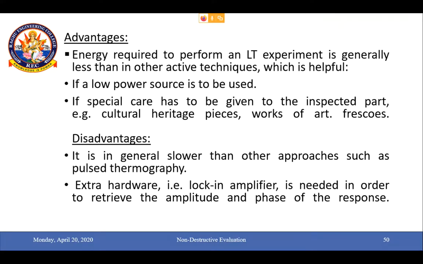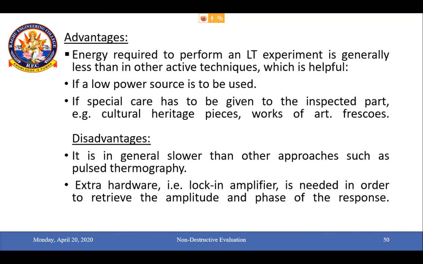Advantages first: the energy required to perform a lock-in experiment is generally less than in other active techniques, which is helpful if a lower power source is to be used, or if special care has to be given to the inspected part. Example: cultural heritage pieces, works of art, frescoes, etc.